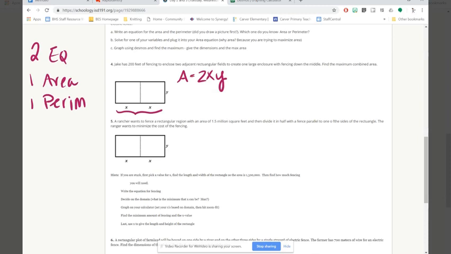So for this specific fence, my area will be 2xy. When I think about the perimeter, I need to also include the fence down the middle, so I should have 4 x's and 3 y's. So perimeter is 4x plus 3y. As I read through, I know that I have something. He wants to enclose the fence. He has 200 feet of fencing. So that is actually my perimeter because that is how much fencing I have.